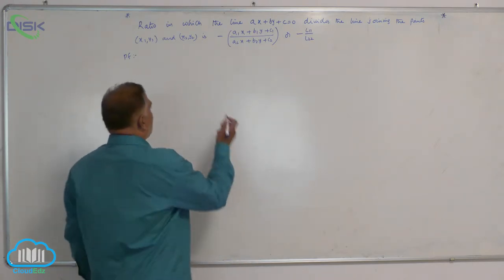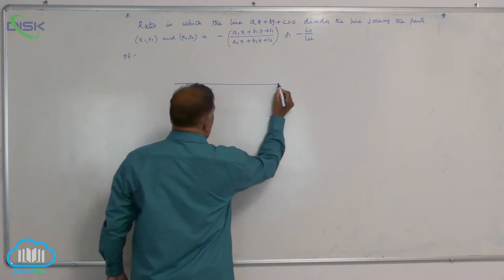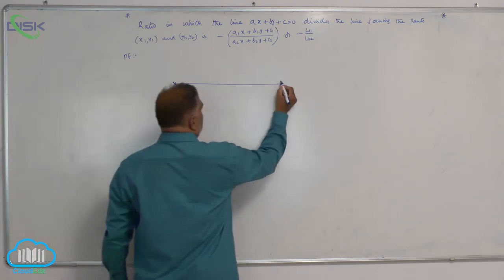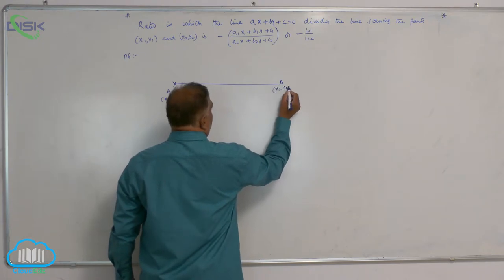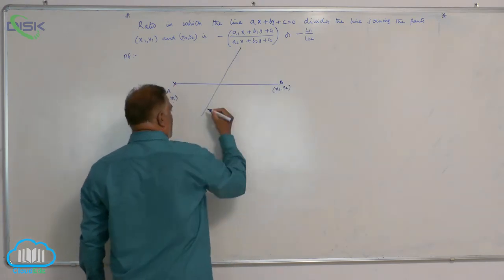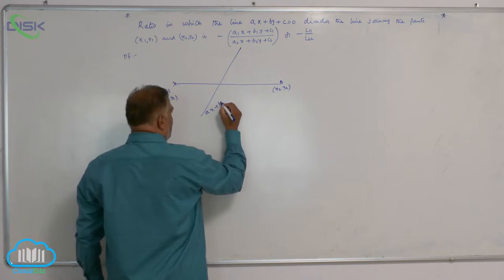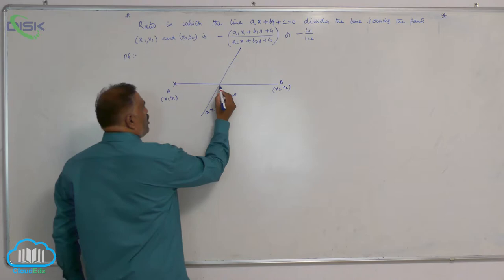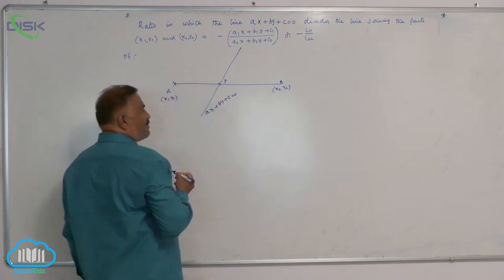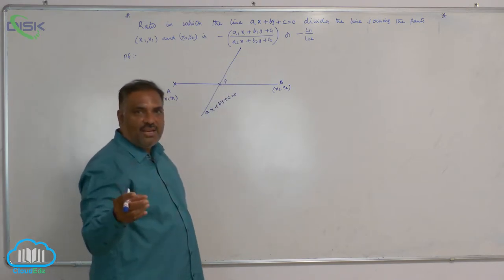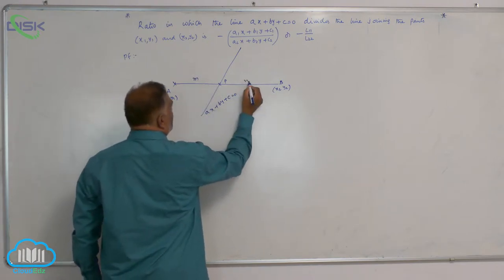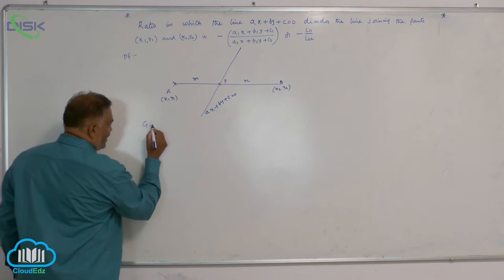Now, let us draw the geometrical figure. This is A (x1, y1), B (x2, y2). Now, this is the straight line ax plus by plus c is equal to 0. Assume that this point P (x, y) divides AB in the ratio m is to n. So, let us write m is to n. Now, the steps are like this.